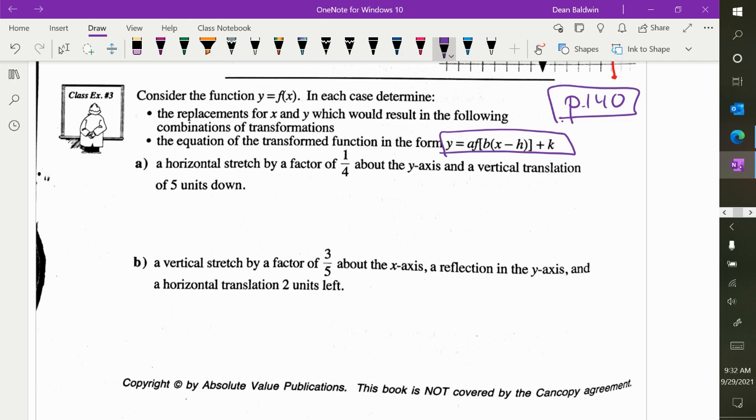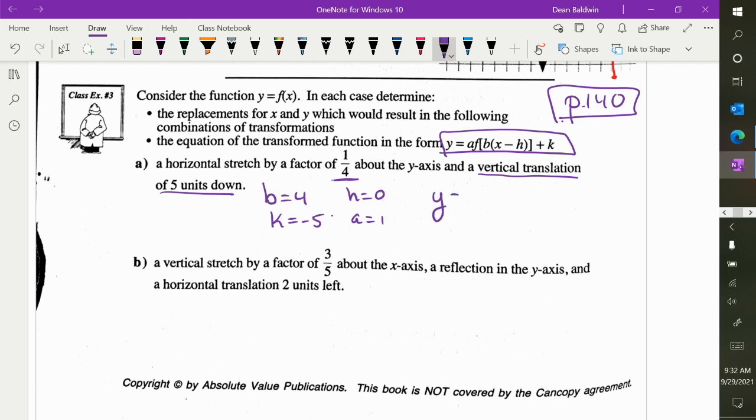So, horizontal stretch by a factor of a quarter. Oh, it's 4. B is 4. Okay. Vertical translation 5 units down. What letter is that? K is -5. Just for completeness, what is H? 0. H can be 0. What is A? 1. A would be 1. Okay. Fill them in with the formula.